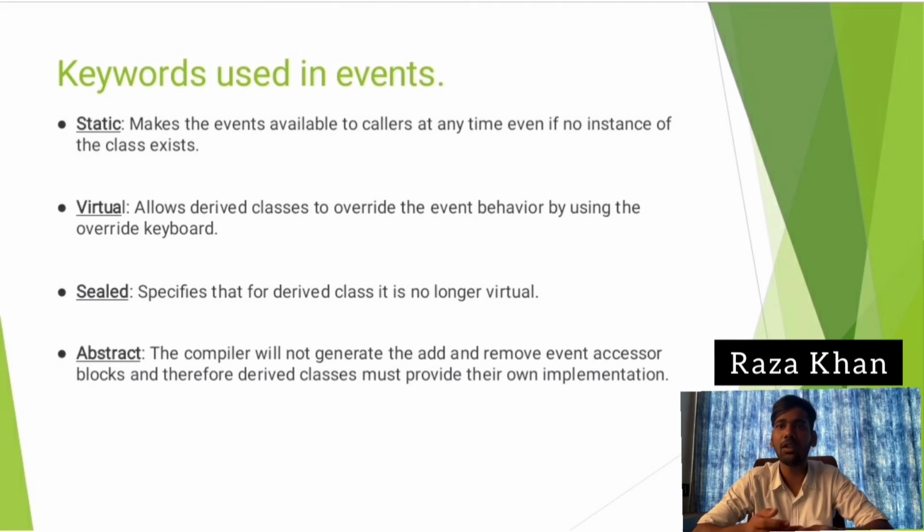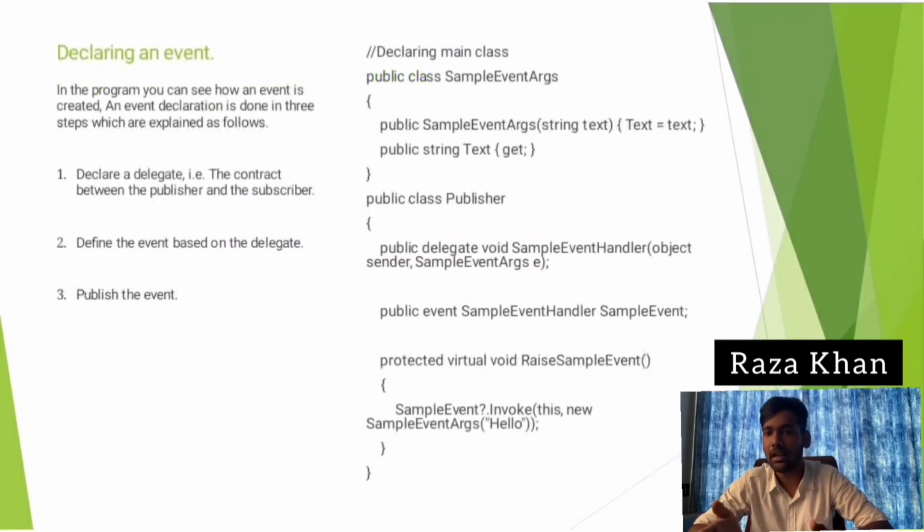Then the second keyword we use is virtual. The virtual keyword allows a derived class to override the event behavior by using the override keyword. Then there is sealed. Sealed specifies that for a derived class it is no longer virtual. And finally we use abstract. The compiler will not generate the add and remove event accessor blocks, and therefore the derived class must provide its own implementation.